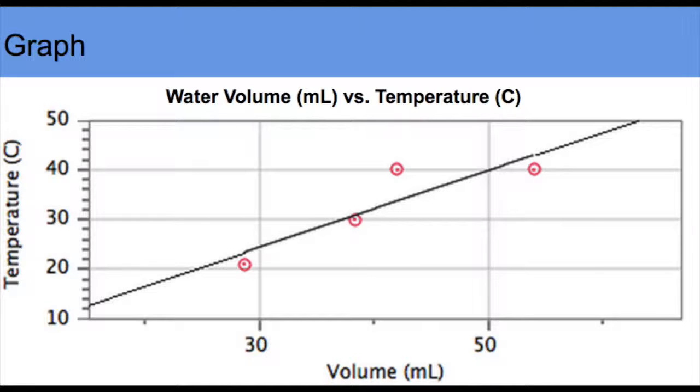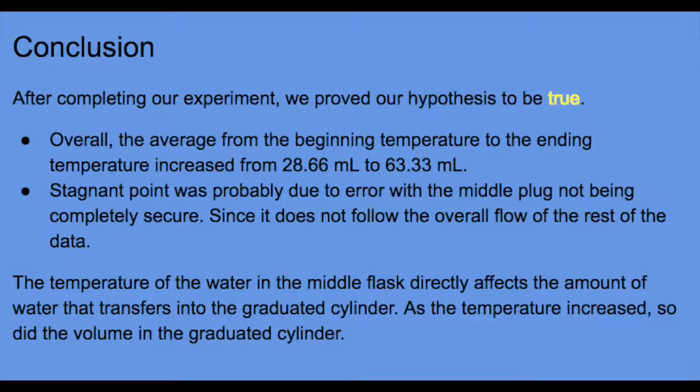So based on this information, we could conclude that our hypothesis was most likely true. The average from the beginning temperature to the ending temperature increased from 28.66 milliliters to 63.33 milliliters, suggesting the temperature of the water in the middle flask directly affects the amount of water that transfers into the graduated cylinder.